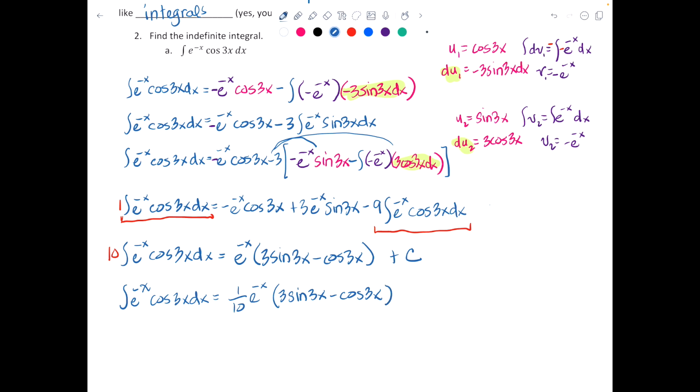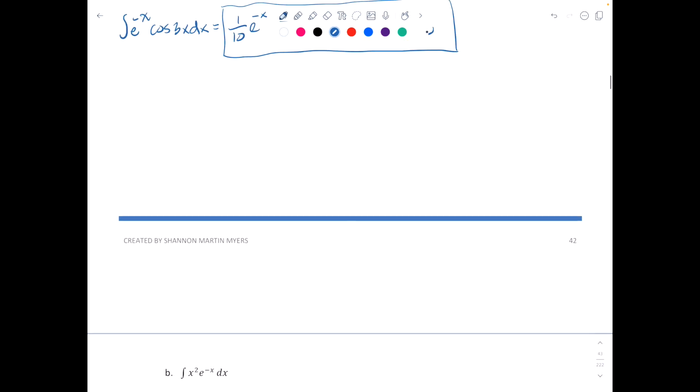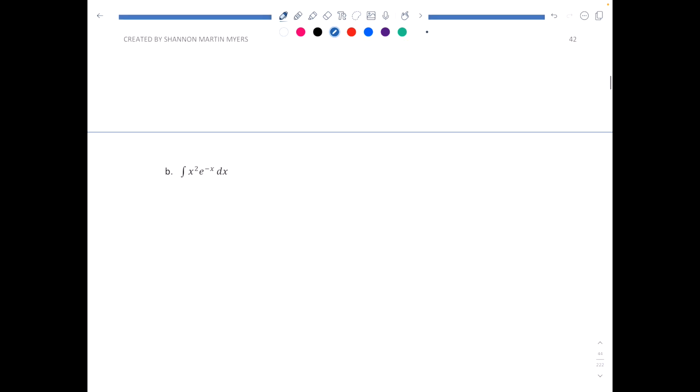And dividing a constant by 10, I'll just get another constant. And so we're all done. So there you have it, integration by parts, using it twice. So here's another one.